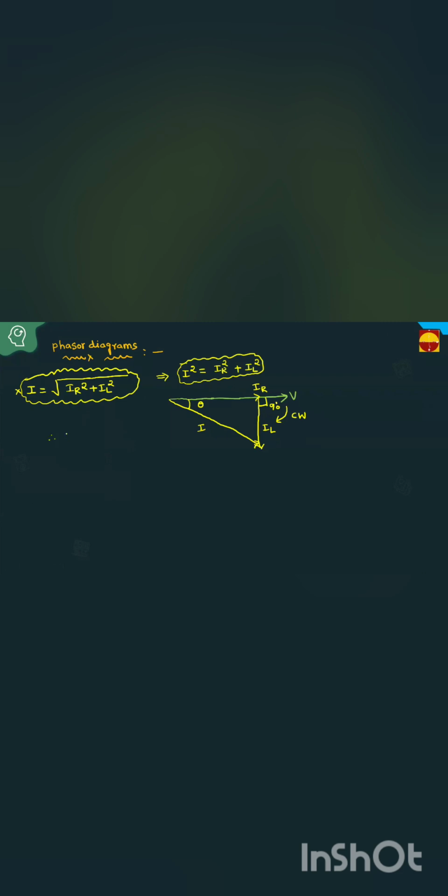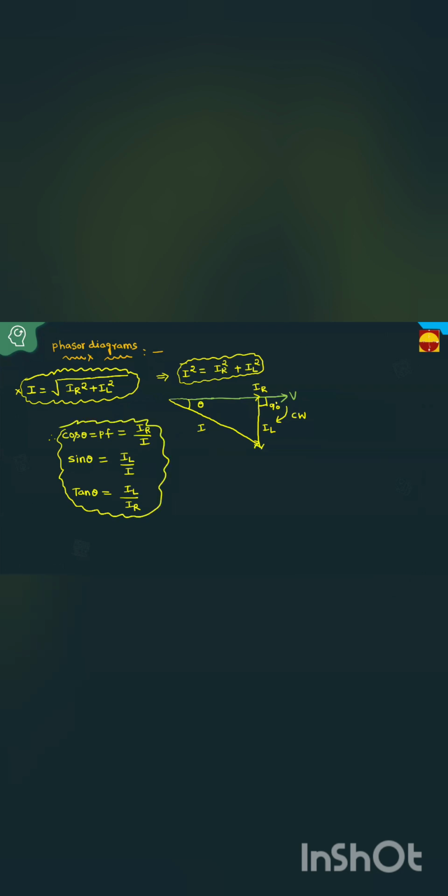Then from this you have to write what cos theta is. Cos theta is the power factor. How do we define it from this triangle? The cos you take as IR by I. Also write what sin theta is: sin theta equals IL by I. And tan theta equals IL by IR. All these are observations from the parallel RL circuit.